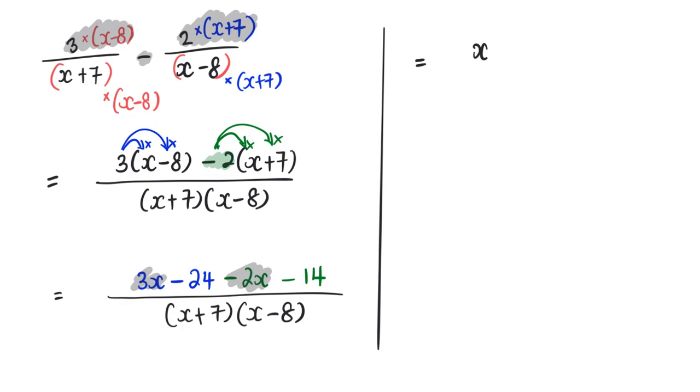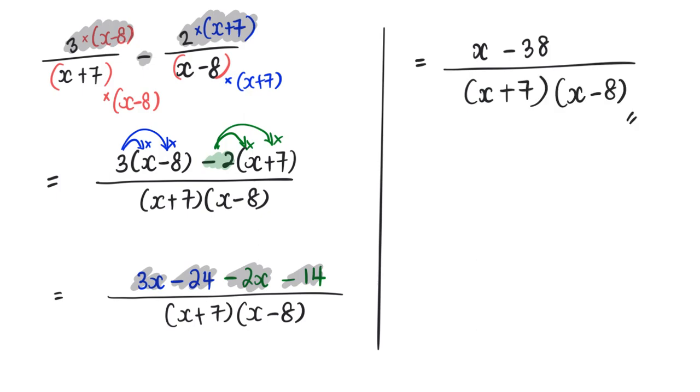And negative 24 minus 14, that will give me negative 38. And the whole thing will be still over x plus 7, x minus 8. And since I cannot factorize the numerator, this will be the final answer.